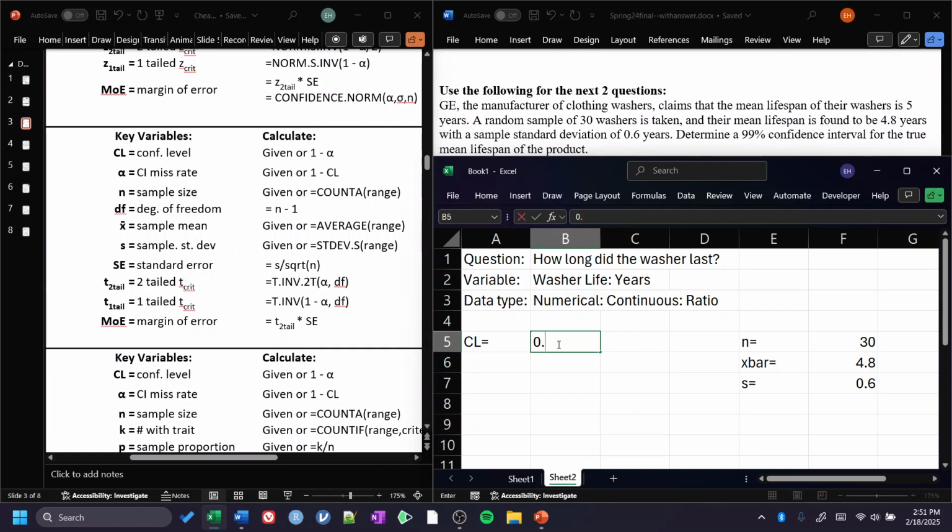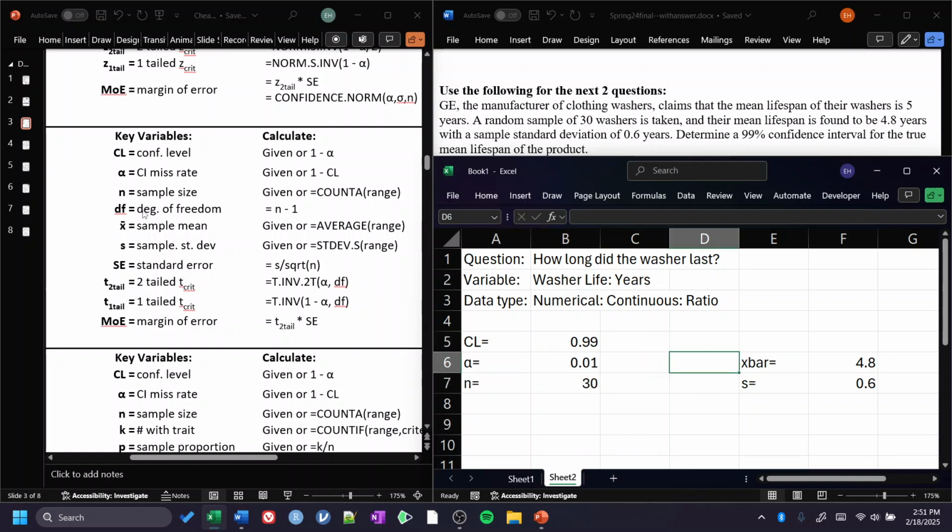So I'm just going to be 0.99. I then know that my alpha level is going to be equal to 1 minus our confidence level. Great. Next thing that it wants is a sample size. Okay, I got the sample size already. I'm just going to drag it back over there and just put it in order.